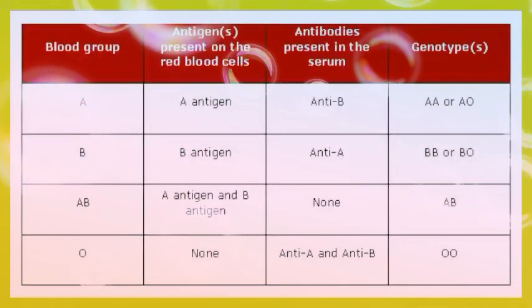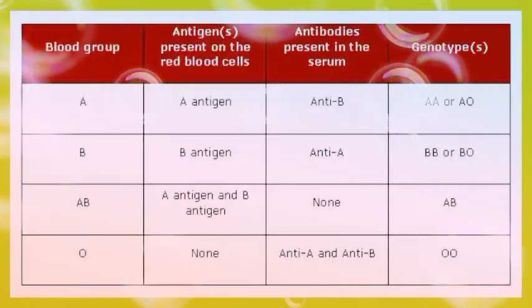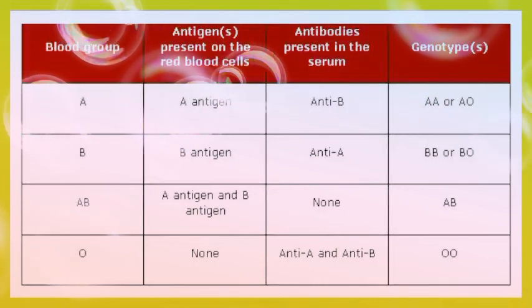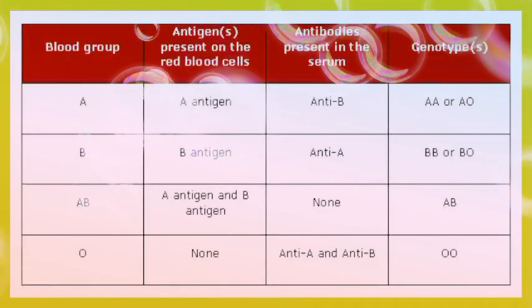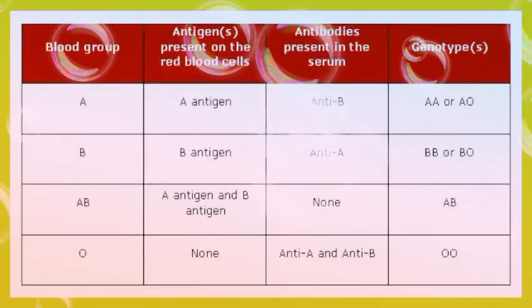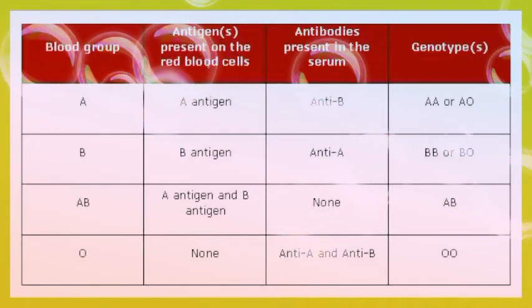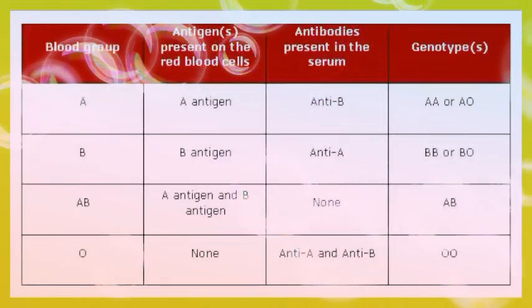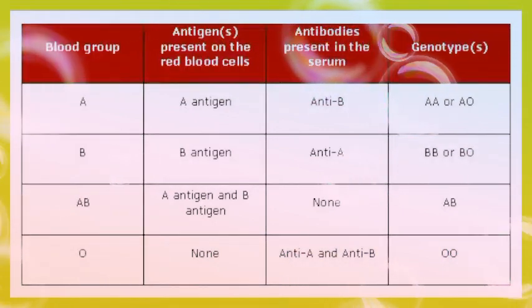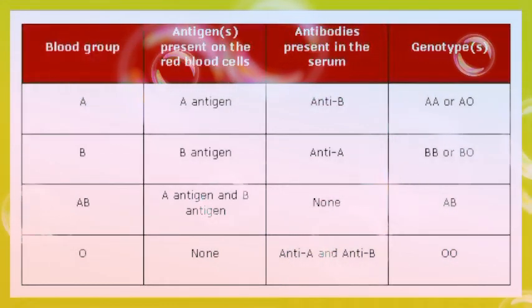Same with blood group B. The antigen is antigen B. Then the antibody will be antibody A, so it can react to antigen A. And in terms of the genotype, it could be that both parents were blood group B, or one was blood group B and the other one blood group O. Hence, high chances of having a child with blood group B.